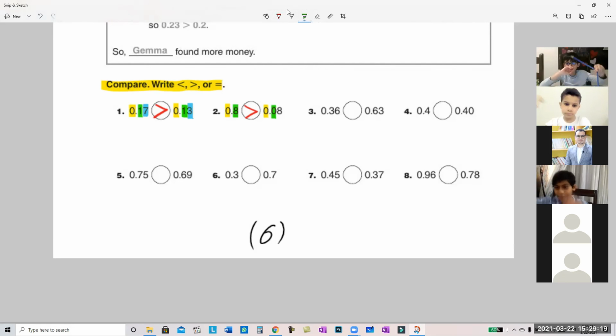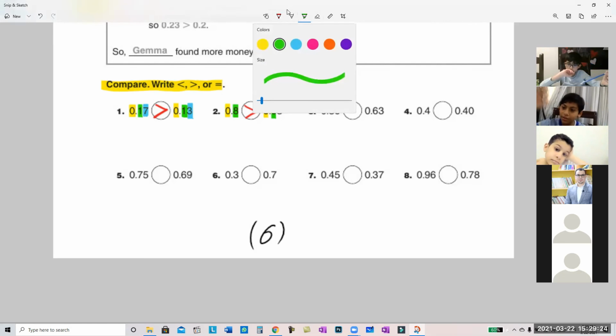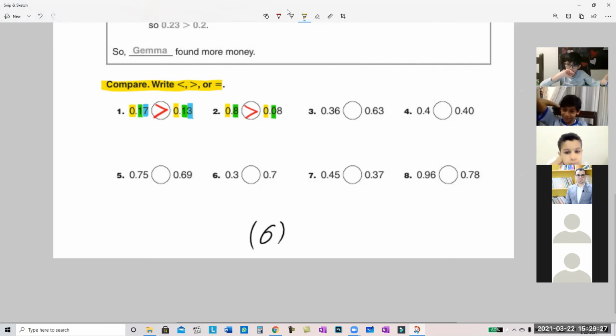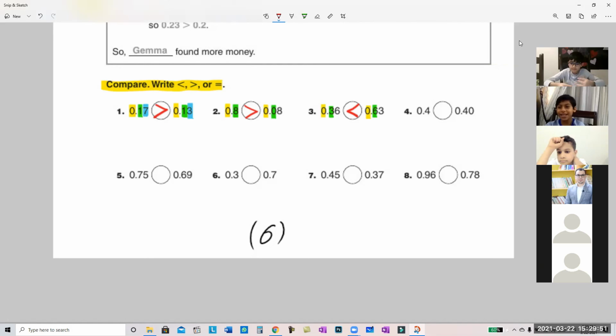Which is greater here? Let's compare these two decimal numbers. So start with 0 here, right? 0 and 0, right? And we have here 3 and 6. So 6 is greater. Yeah, thank you. Okay, the next one, Ayham. Okay, Ayham, the next one, number 4. Which is greater?